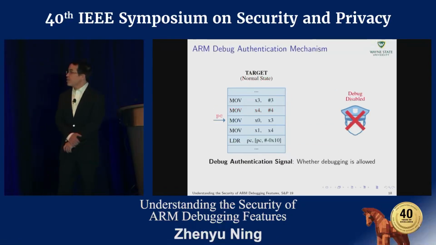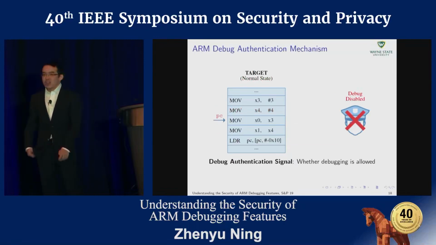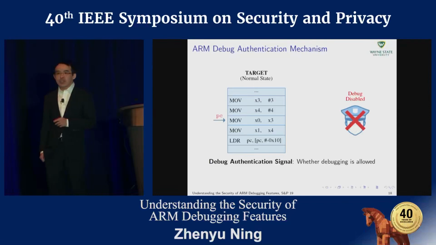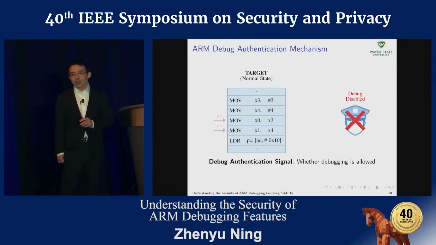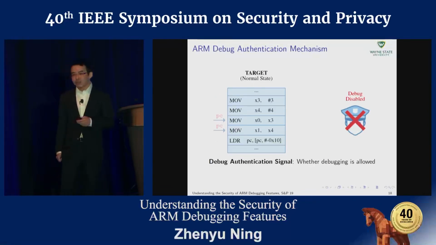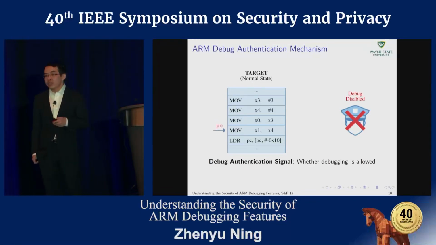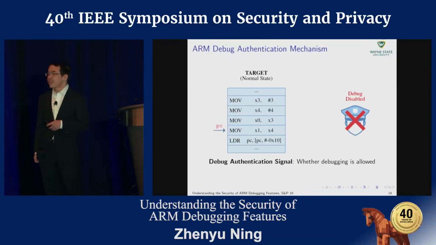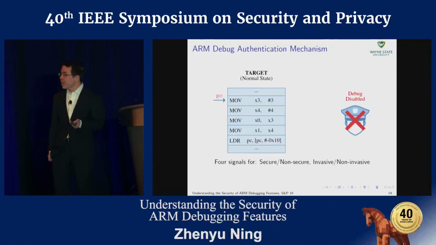Then, the debug authentication mechanism in ARM is achieved by a group of debug authentication signals. The debug authentication signals are a group of hardware signals connected to the processor, and they have two different states, on and off. The on and off status is used to control whether the hardware debugging is allowed for the processor. If we consider both the secure and non-secure states of the processor, and also invasive and non-invasive debugging, we will have 4 different debug authentication signals.